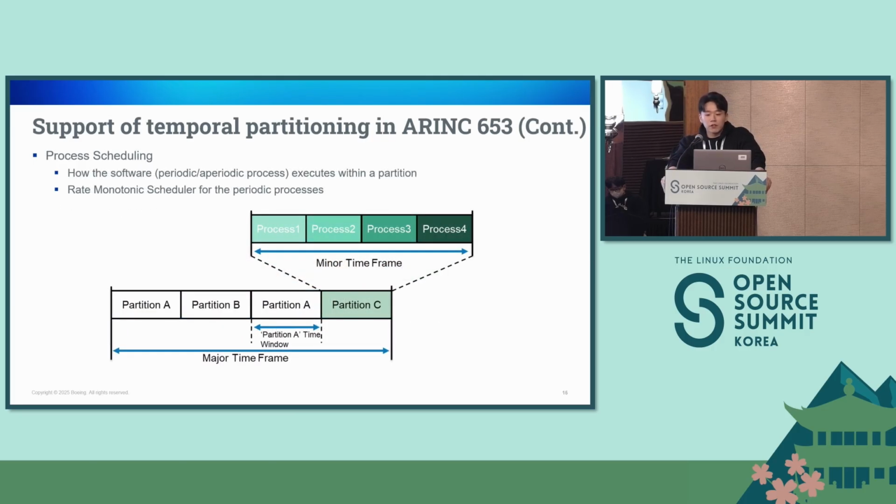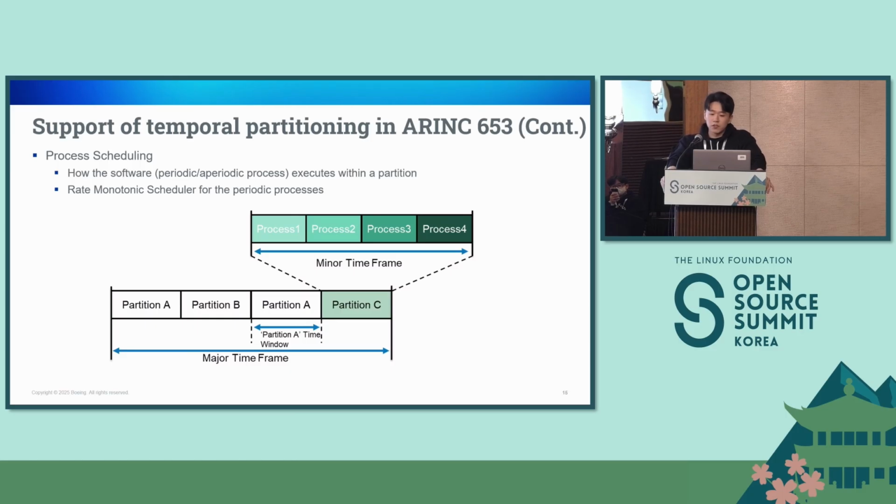As I briefly mentioned earlier, within each partition's time window, multiple processes are managed by the process scheduler. It schedules processes based on the rate monotonic scheduling policy. There are two types of processes, periodic and aperiodic. The diagram illustrates only the periodic processes running within the minor time frame.